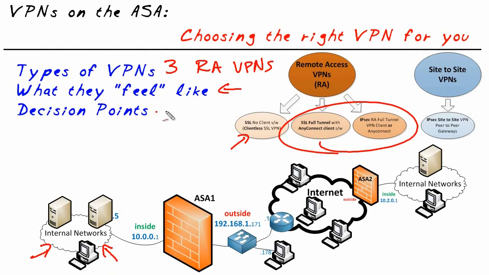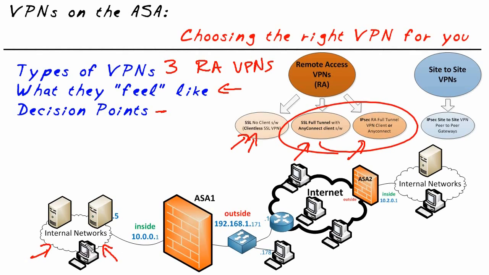Now, what are the decision points? Well, the decision points for which one to use are if you don't have one of these 2 clients physically installed on the hard drives of the computers and the users don't have administrative privileges, those client options are out. So if you have an unmanaged remote machine, but it does support SSL, the clientless SSL option is really your only option.